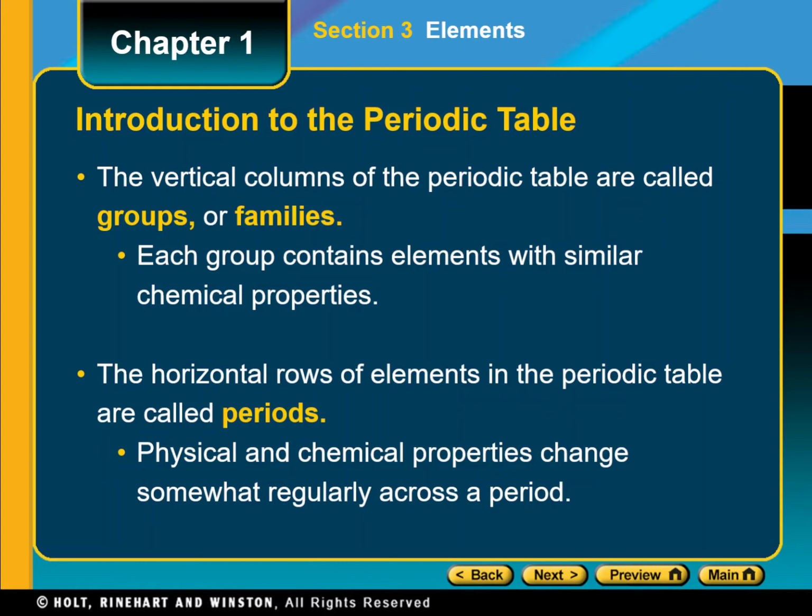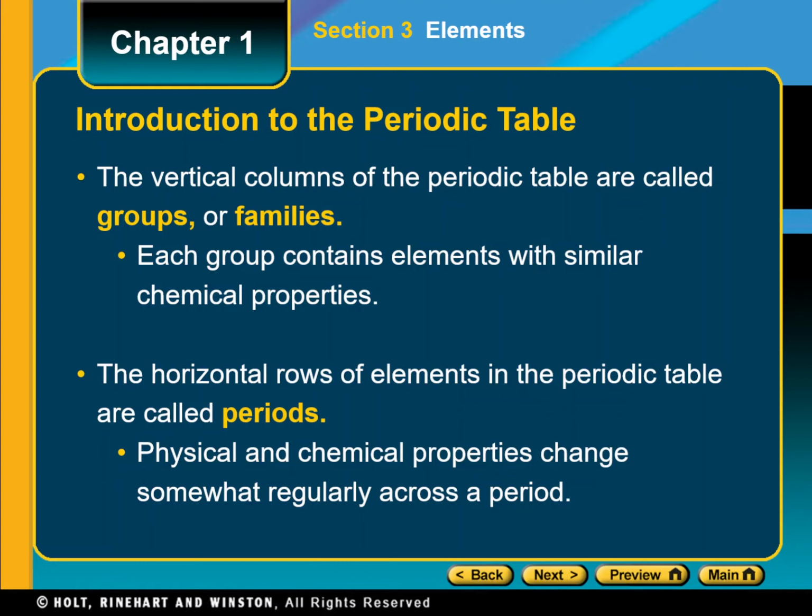The horizontal rows of elements in the periodic table are called periods. Physical and chemical properties change in a somewhat regular pattern as you move from left to right across a period. Elements that are close to each other in the same period tend to be more similar than elements that are farther apart. For example, the period 2 elements, lithium, Li, and beryllium, Be, which are in groups 1 and 2 respectively, have somewhat similar properties.